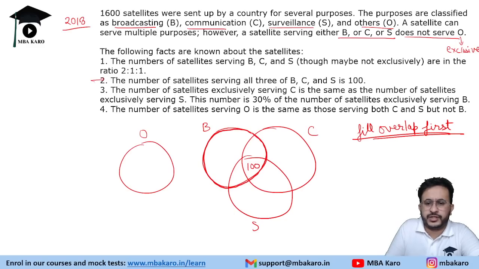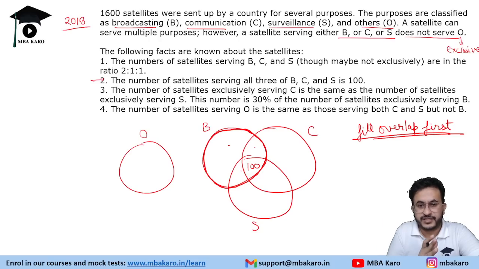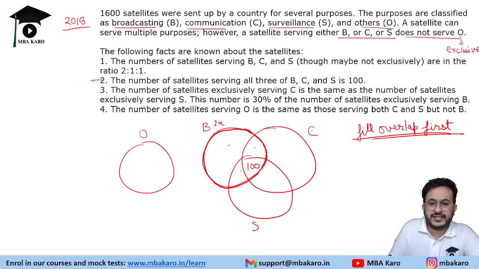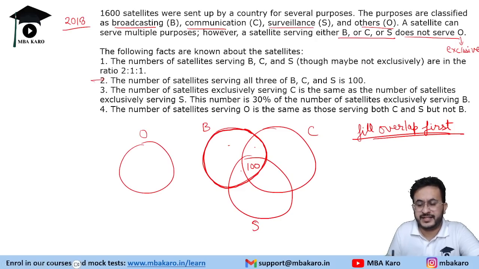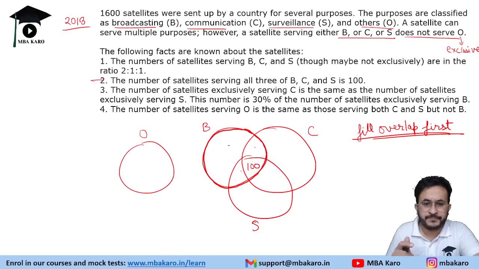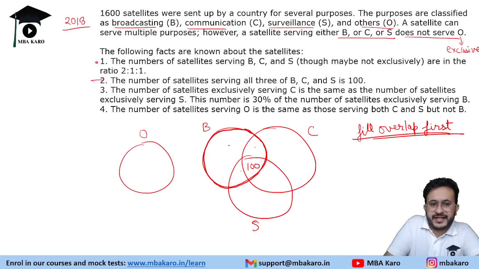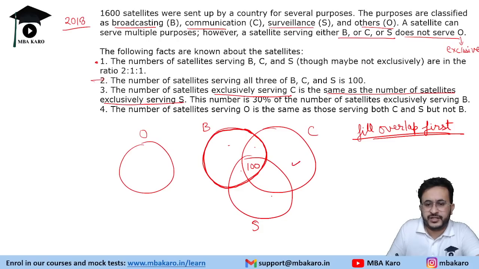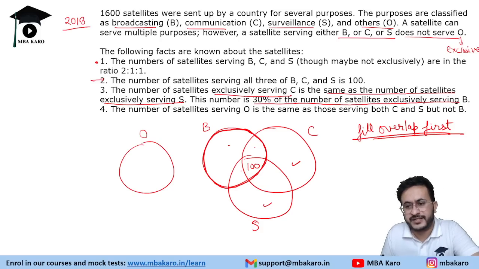Now, if you take this total, it has four components. So instead of writing variables like 2x, x, and x, let us first focus on the internal components, right? As I said, that overall should be taken later, internal components should be filled first. Now we will hold this sentence. Next condition says the number of satellites exclusively serving C is the same as the number of satellites exclusively serving S. So this equals this, and this is 30% of the number of satellites exclusively serving B.